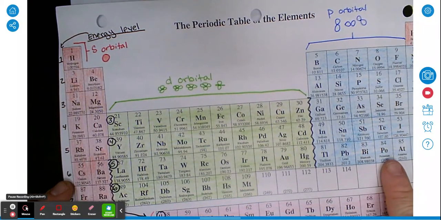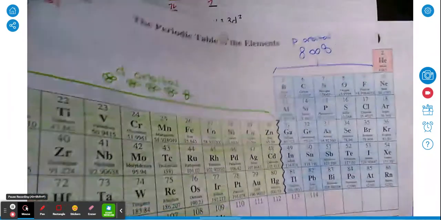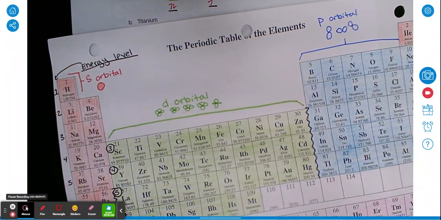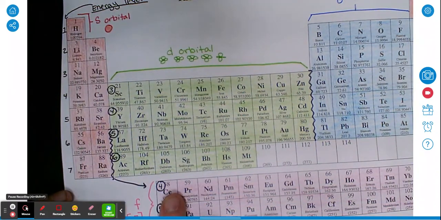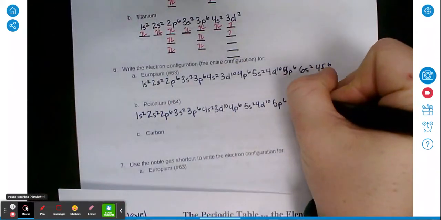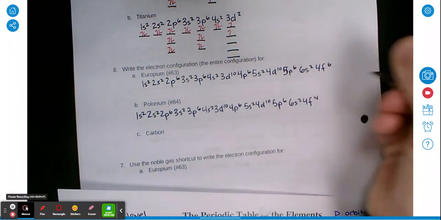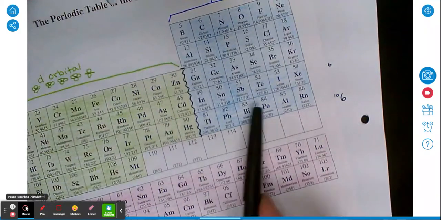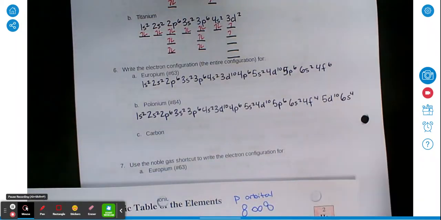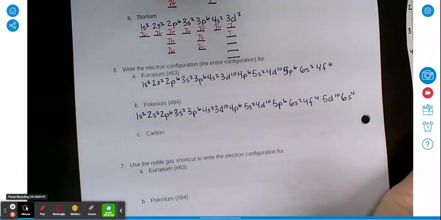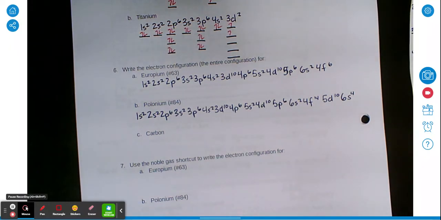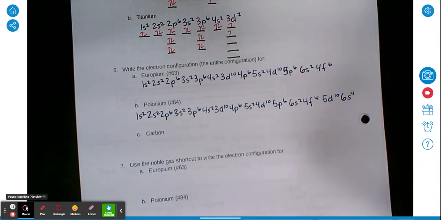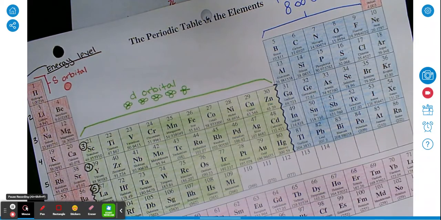Row 6, which is where polonium is. So now I got to start figuring it out. 6s2, jump down, 4f14, jump up, 5d10, that's probably the most common one to forget. 6s, 1, 2, 3, 4. 6s4. So that is the electron configuration for polonium, and it does not get much longer than that. And I put the easiest one last.